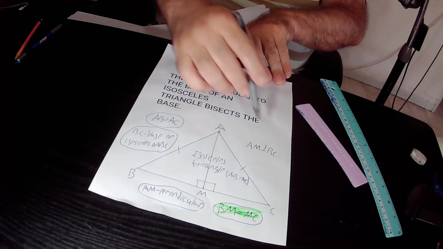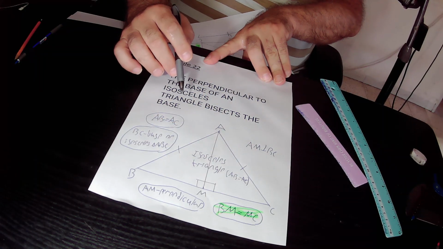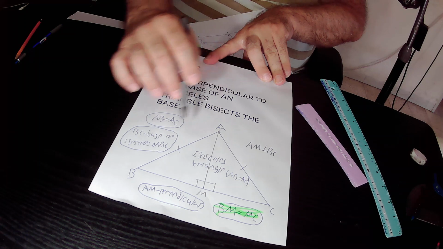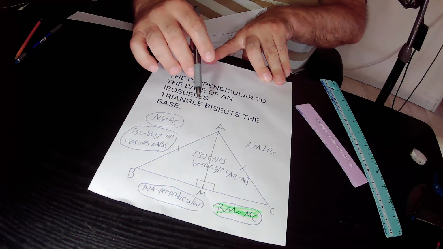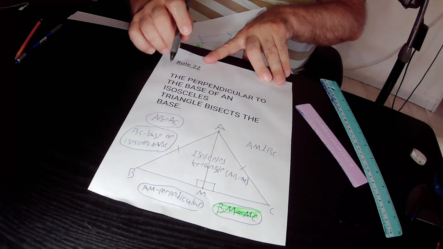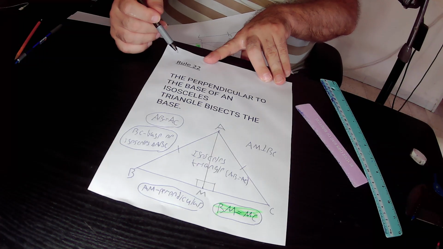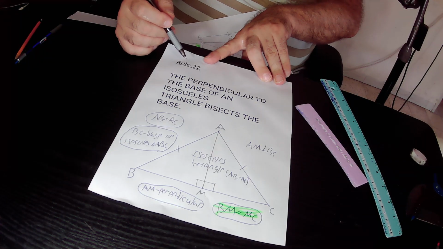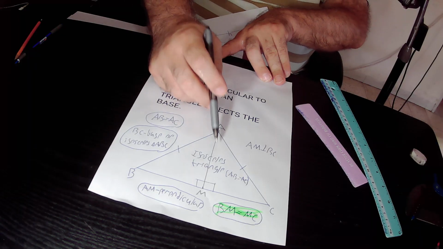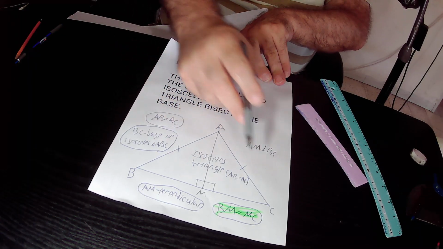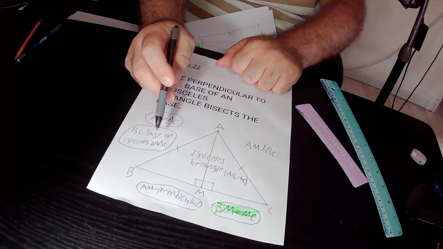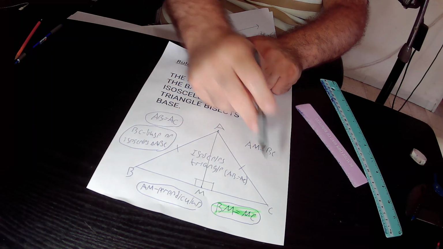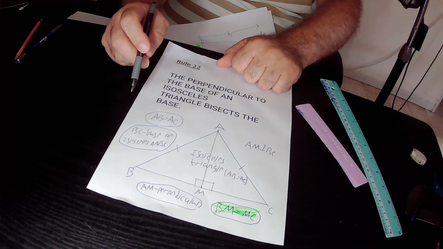So in the drawing we have triangle ABC. This is an isosceles triangle because side AB equals side AC. The base of this isosceles triangle, triangle ABC, is BC. And according to rule 22, the perpendicular to the base, here AM is the perpendicular to the base BC, bisects the base BC. That is to say, BM equals MC.